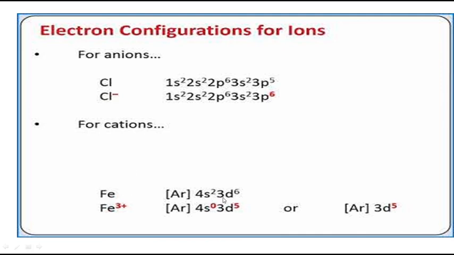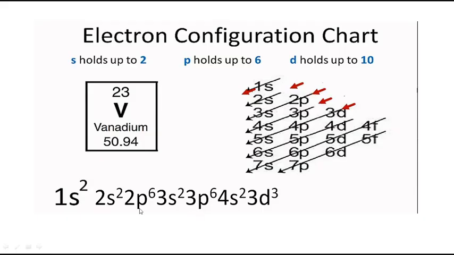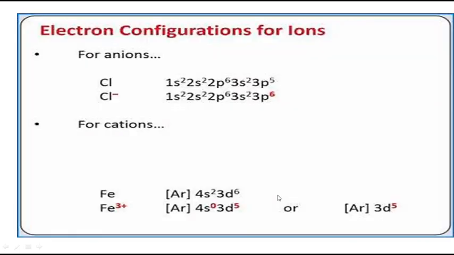Iron has 26 electrons. So I have given only the last shell. You will have the same electronic configuration for iron also, but 3d6, because iron's atomic number is 26. Here it was only 23 for vanadium. For iron it is 26. So 3d will be 6. So 4s2, 3d6. Now for iron 3 plus means 3 electrons deficient.